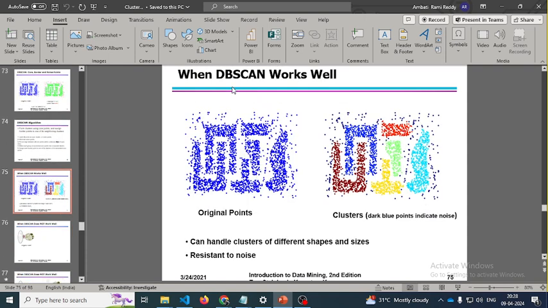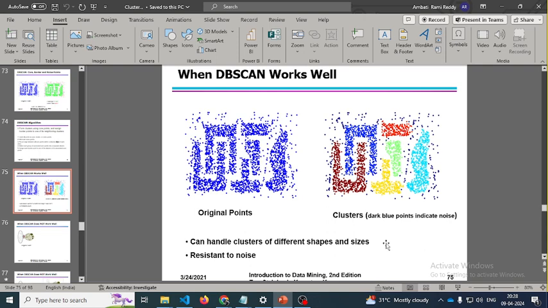So when is DBSCAN going to work very well? For example, you have your original points here, you see your clusters, there are so many clusters. This kind of clustering works very well when you want to handle clusters of different shapes and sizes. Then DBSCAN is very good.